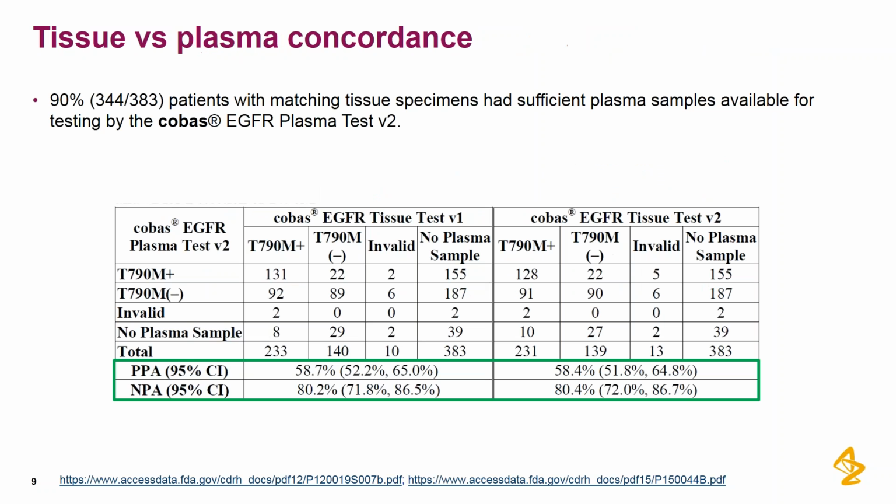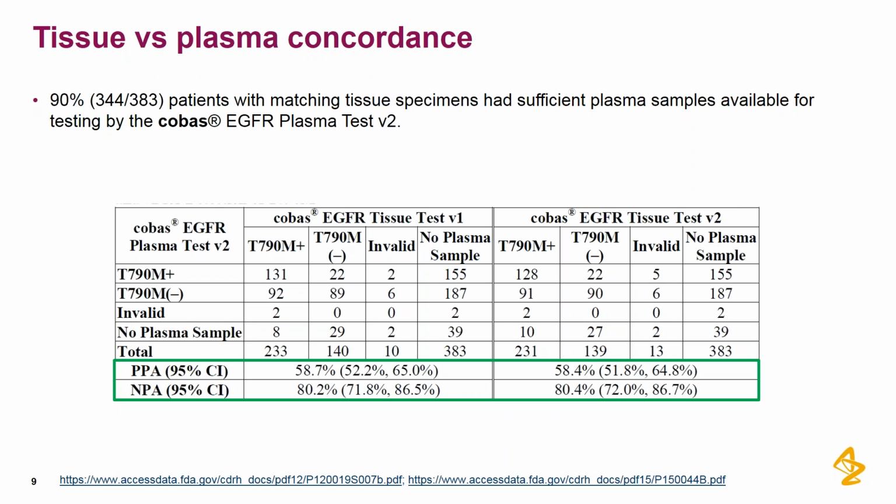Moving now to consider the tissue versus the plasma concordance. As a company, we were very interested in exploring whether we could have a plasma test approved, because it's less invasive than a tissue biopsy, and therefore it would be in the best interest of patients. Some patients may not be well enough or eligible to have a tissue biopsy, and this allows those patients to have the opportunity of having a test which may identify them as being T79M positive, and therefore allowing them to be eligible for treatment.